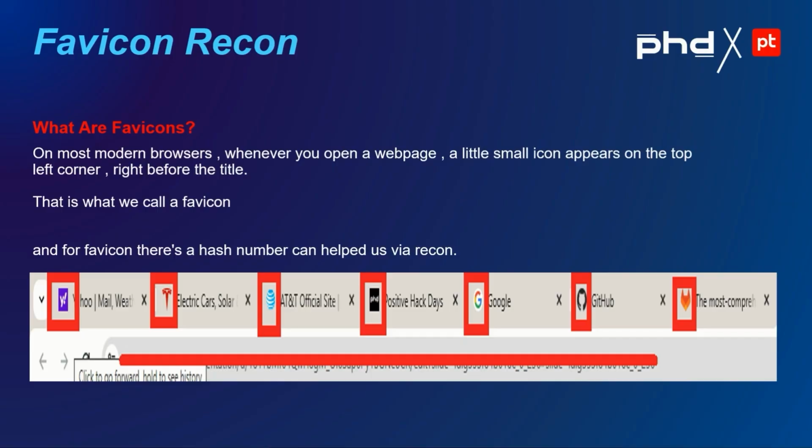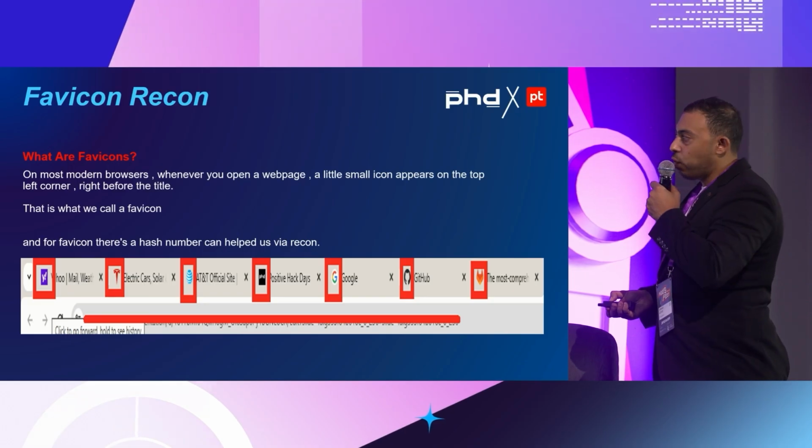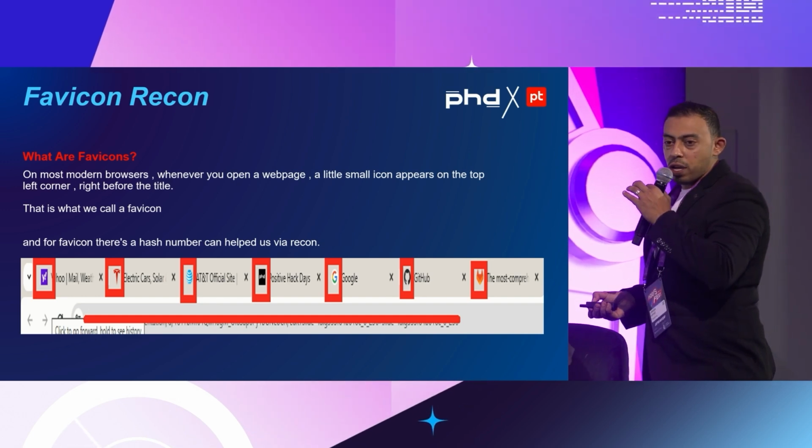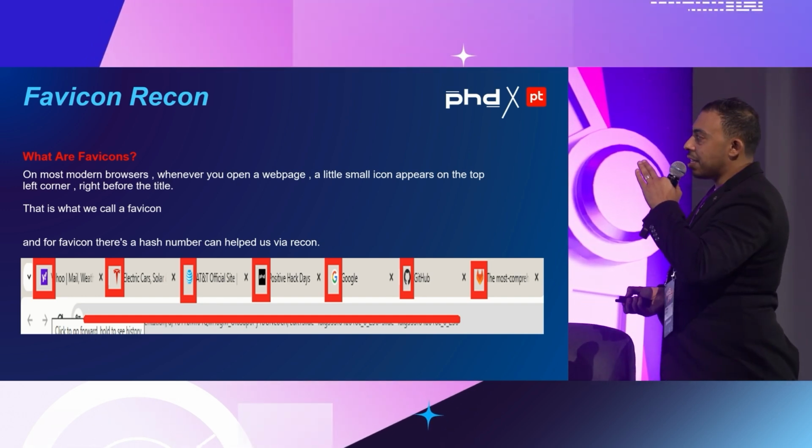Now, the most favorite thing for me when I look for zero days or do recon, normal recon or anything, I start looking for the favicon. Now, what's the favicon? As you can see here, on most modern browsers, whenever you open a web page, a small icon appears at the top left corner right before the title. Here you can see the example. That's what I'm looking for. I try to get the hash for this icon and then look for all the apps that have the same hash.